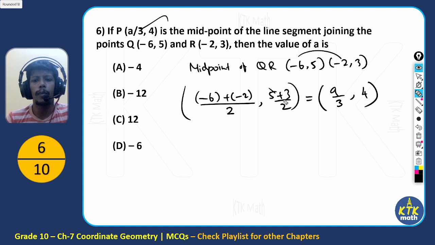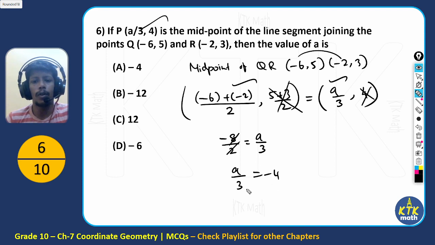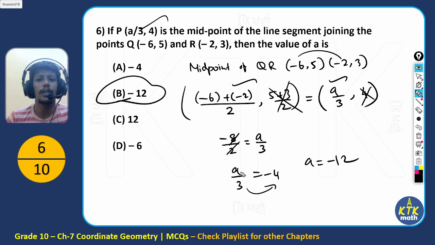Now we don't need to worry about this. This is same. We need only this one. Now you can equalize this. So this will give me negative 8 by 2 is equal to A over 3. Now A over 3 is equal to, when I am cancelling, negative 4. So when it comes to here, negative 12 is the answer. That's it. Easy one.